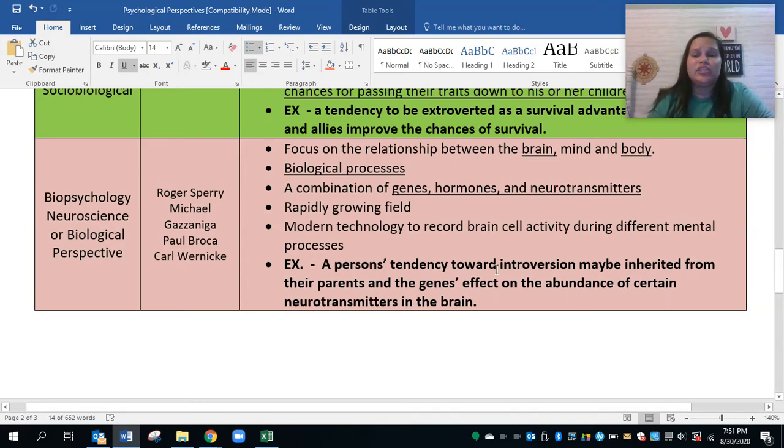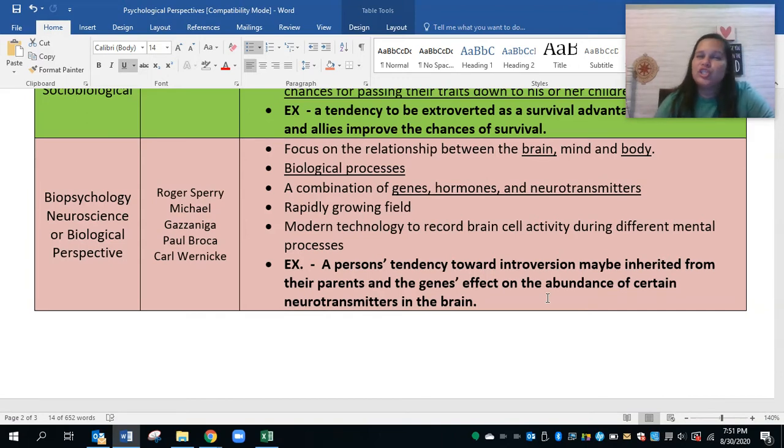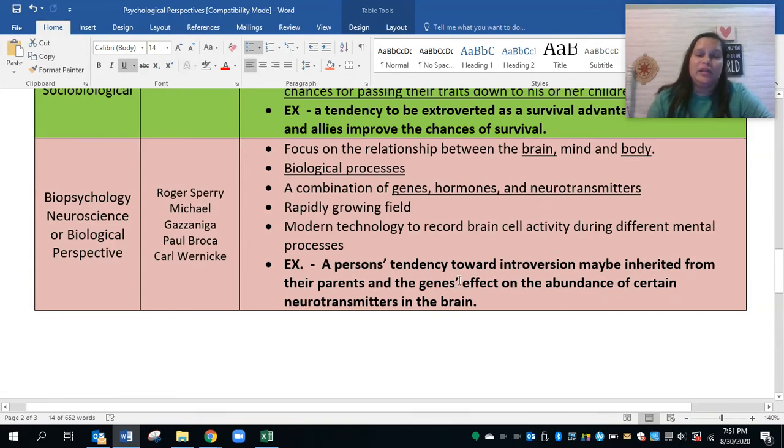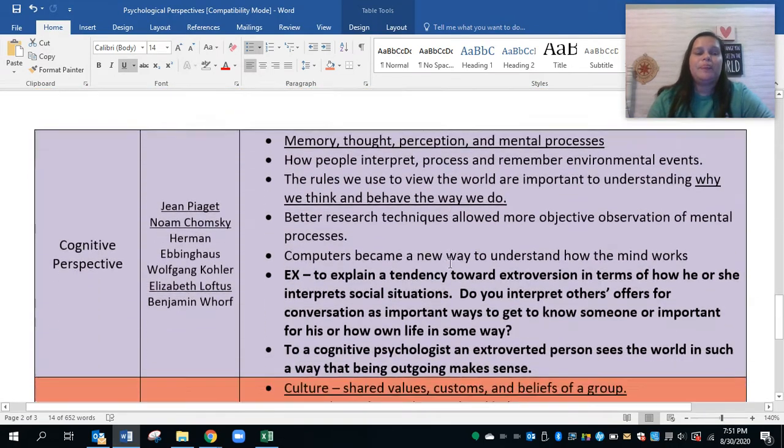This one would tie into genes for the explanation. A person's tendency toward introversion may be inherited from their parents, and the genes' effect on the abundance of certain neurotransmitters in the brain. We don't really think of introversion too much to be something that's inherited, but it could be. And if we're trying to tie it into the biological perspective, we can say that there could be something about introversion that maybe is genetic, though that's probably more likely a learned behavior.